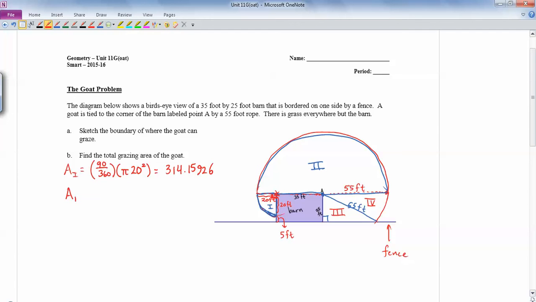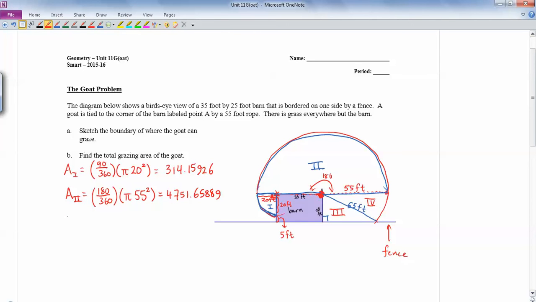Let's look at region 2. So here's the center of region 2. It's a half circle. It's 180 degrees right here. So I can use the same kind of formula, but now it's 180 over 360. And notice the radius of the sector for that isn't 20 anymore. It's the full 55 feet. And if you plug that into a calculator, you're going to end up with 4751.65889.